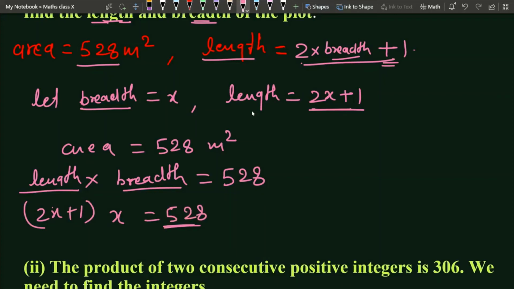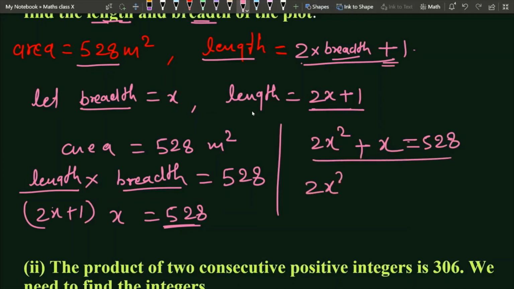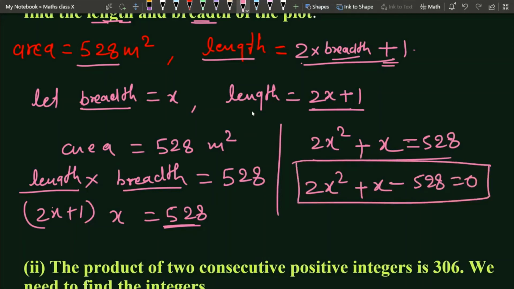Now expand this expression, you will get the quadratic polynomial, like x multiplied with 2x is 2x square plus x multiplied with 1 is x is equal to 528. Or in standard form, if you want to write, you can write like 2x square plus x minus 528 is equal to 0. This is the answer. This is our required quadratic polynomial.